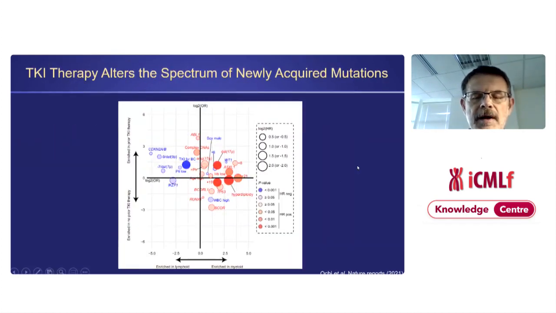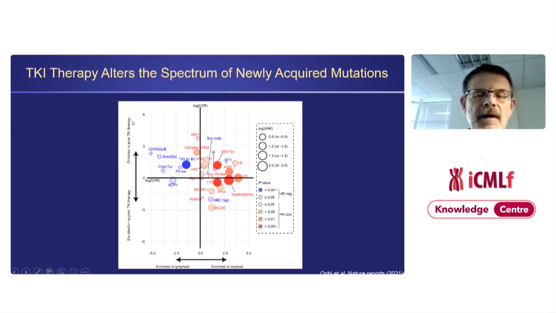Now, I already mentioned that the TKI therapy alters the mutation spectrum, but beyond that, we can determine whether or not individual mutations contribute to risk or prognosis. And again, this is a very elegant paper. This is the hazard ratio, log hazard ratio, so the bigger the ball, the bigger the risk. And then this is the associated p-value. And this is enrichment in lymphoid versus myeloid blast phase, and then prior TKI therapy and no prior TKI therapy.